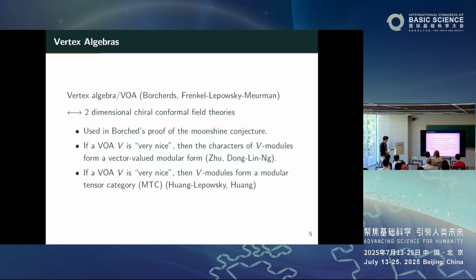Also, if a vertex algebra is very nice, then the category of V-modules forms a modular tensor category, so that it gives rise to invariants of three-manifolds for free. But of course, it's very difficult to find very nice vertex algebras.